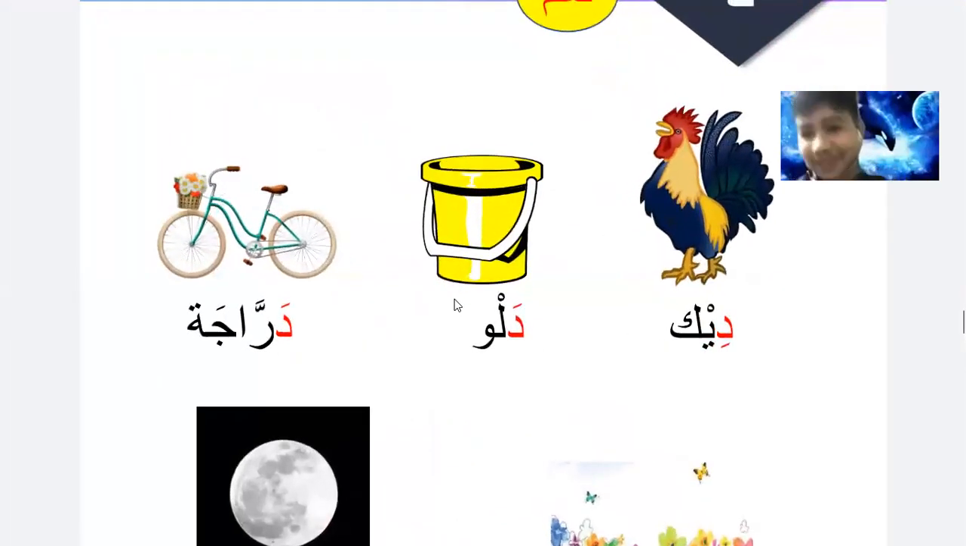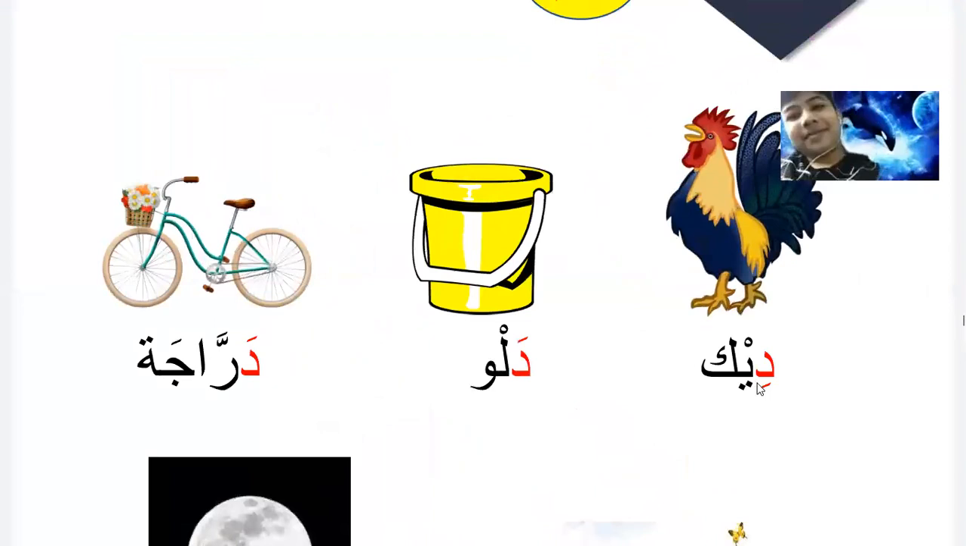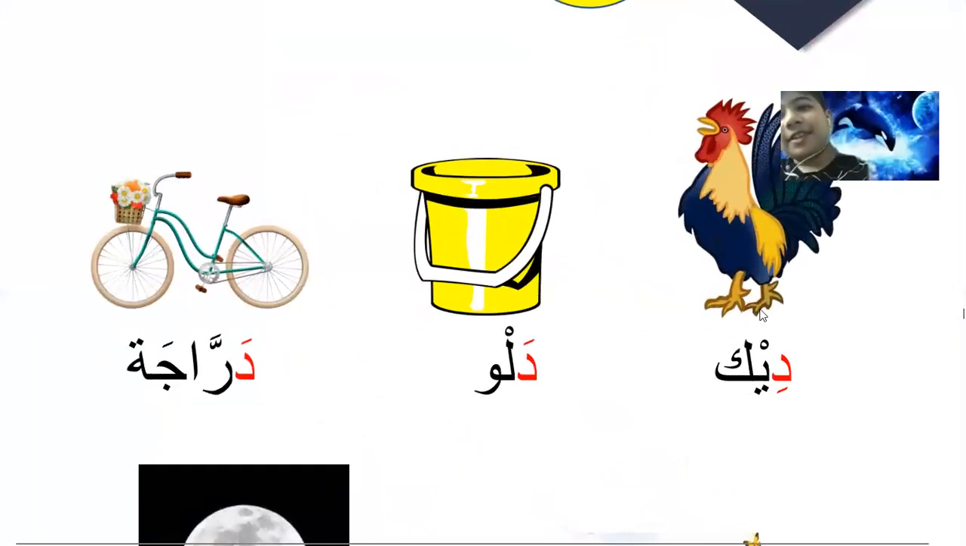So today we have the letter Dal. Repeat after me. Deek. Meaning? Chicken. Rooster. Yes, rooster. Chicken is feminine and rooster is masculine.